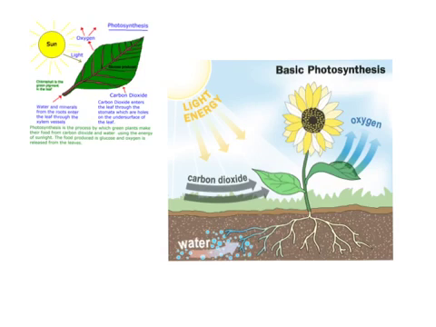In the process of photosynthesis, carbon dioxide gas is taken from the air into the leaves through tiny holes in the leaf surface called stomata. Water is taken from the soil up through the roots, up through the veins and into the leaves.